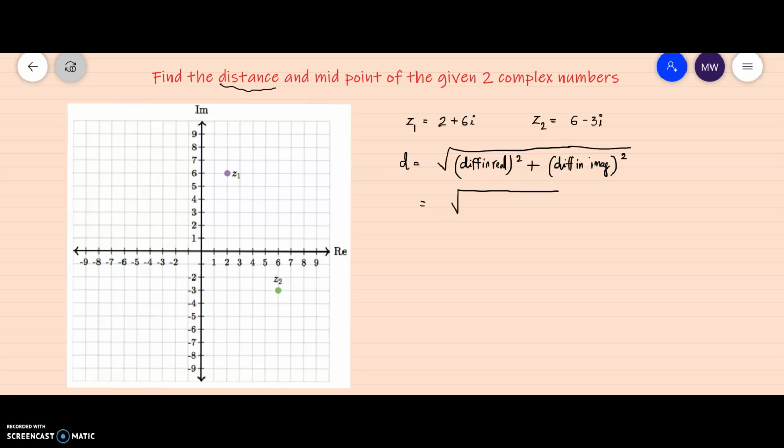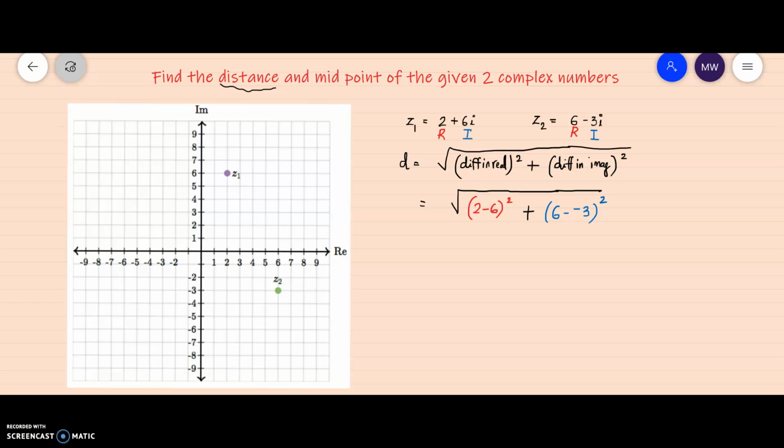In this case, the real parts are 2 and 6. So we have to find 2 minus 6 the whole squared, that is the difference between the real, and then we have to find the difference between the imaginary. In this case, the 6 and the negative 3 are the imaginary coefficients. So we are going to do 6 minus negative 3. Okay, the whole squared, we have to remember to square it.